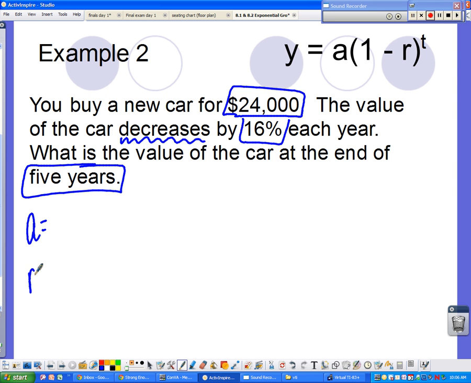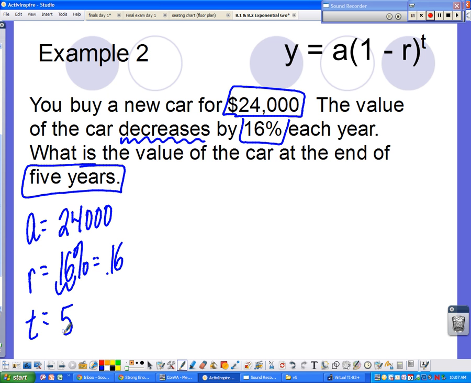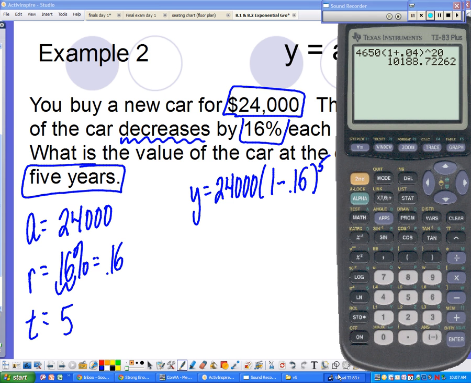So again, my A, R, and T are exactly the same. Those have not changed. A is 24,000. R is 16%, but remember I have to move the decimal point, so it's 0.16. And T is 5 years. So just like exponential growth, we're going to plug it in. 24,000, 1 minus 0.16. This minus here is the only difference. Everything else remains exactly the same.